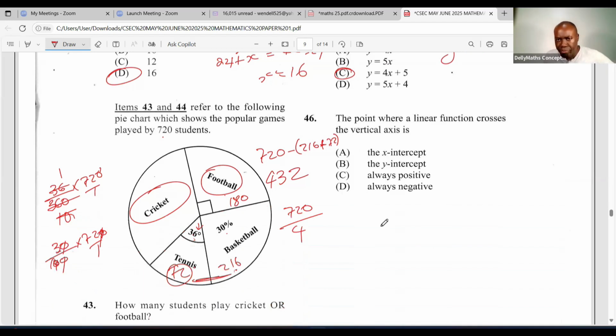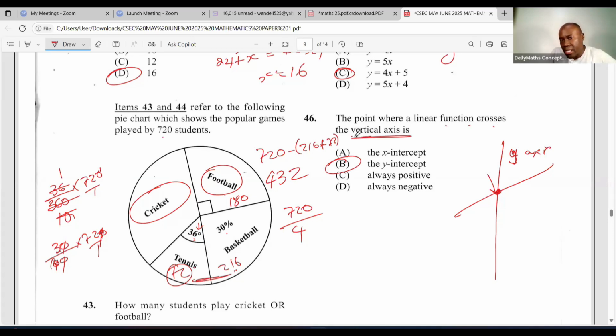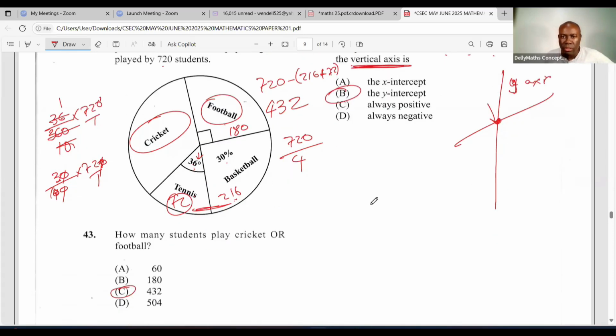The point where a linear function crosses the vertical axis. The vertical axis is this one. It's the y-intercept, right? So if you have a line across the y, vertical axis is your y-axis. That's the y-intercept right here. So the point where a linear function crosses the vertical axis is called the y-intercept, all right? So be careful.